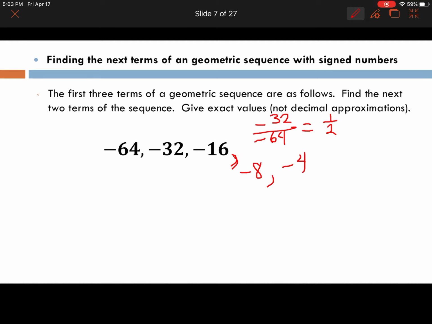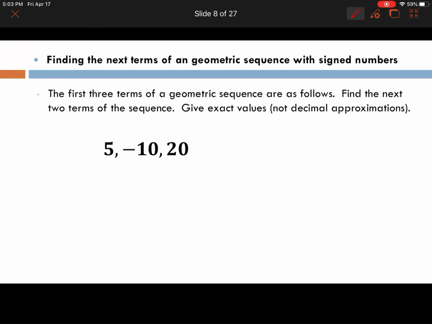Okay, so here's the first three terms of a geometric sequence. So find the next two. Pause the video for a second and see if you can do it.